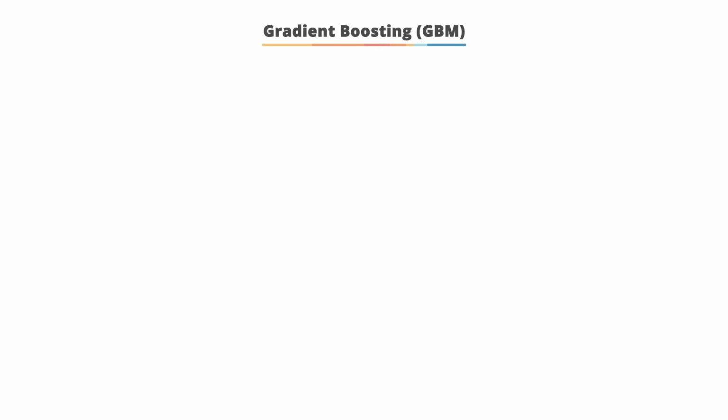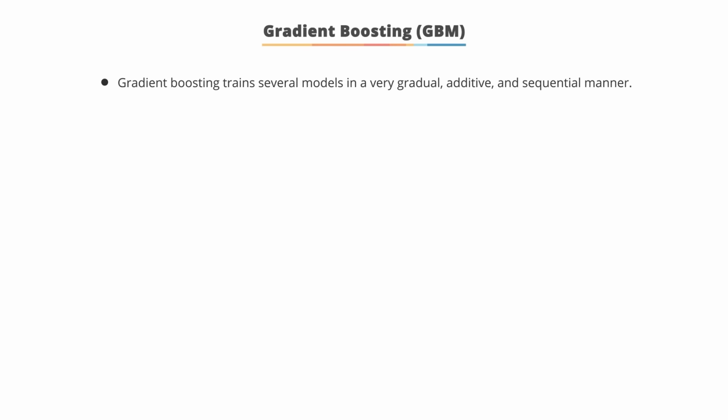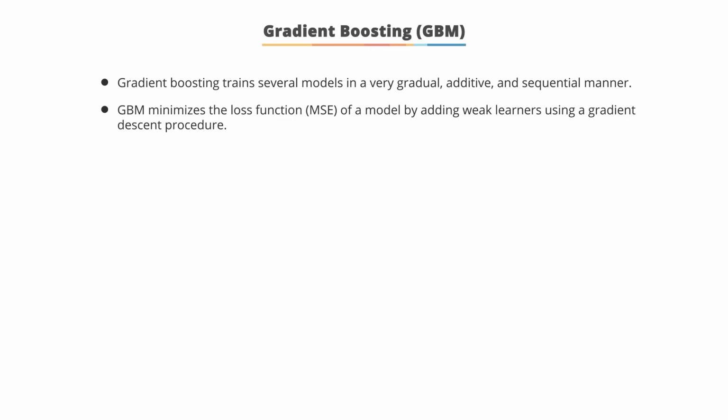Now let's understand gradient boosting. Gradient boosting trains several models in a very gradual, additive, and sequential manner. The major difference between AdaBoost and a gradient boosting algorithm is how the two algorithms identify the shortcomings of weak learners, that is, decision trees. GBM minimizes the loss function (MSE) of a model by adding weak learners using a gradient descent procedure.